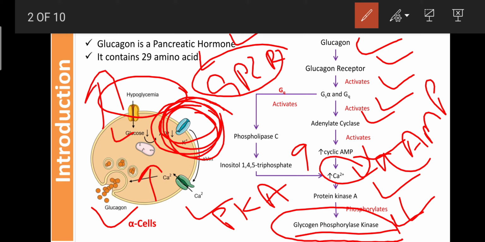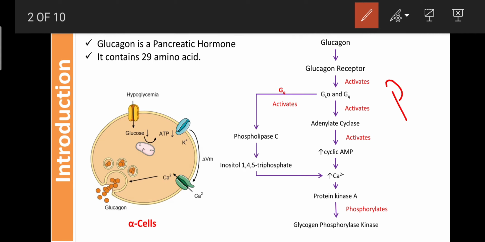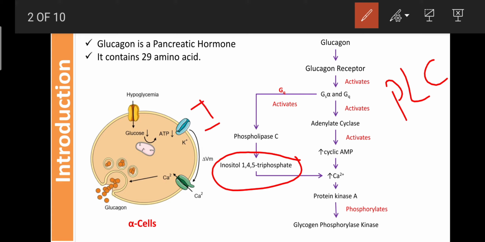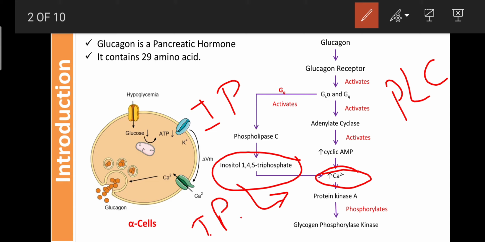In another way, this Gq can activate another enzyme, that is phospholipase C. It is also written as PLC. PLC means phospholipase C. This phospholipase C is responsible for the formation of inositol 1,4,5-triphosphate from inositol phosphate. Further, this IP3 is responsible for the accumulation of calcium. It is also written as IP3. This IP3 can be formed from IP in the presence of phospholipase C.